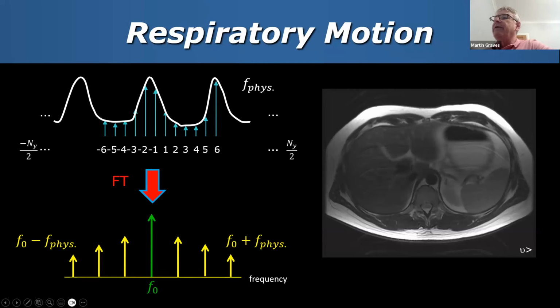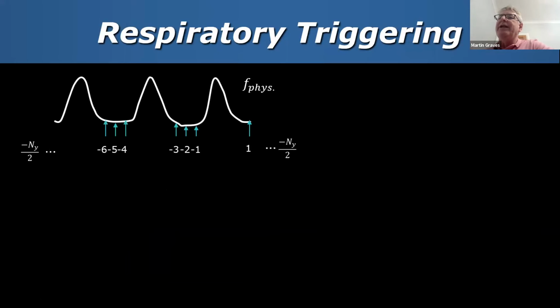So an example of just showing it there. So often we will go to respiratory triggering. So the reason that respiratory triggering works is now because we only acquire data when we're in a relatively quiescent or stable position of the respiratory cycle.